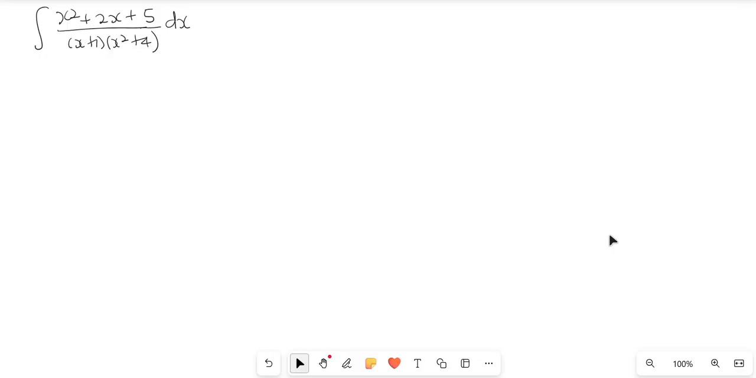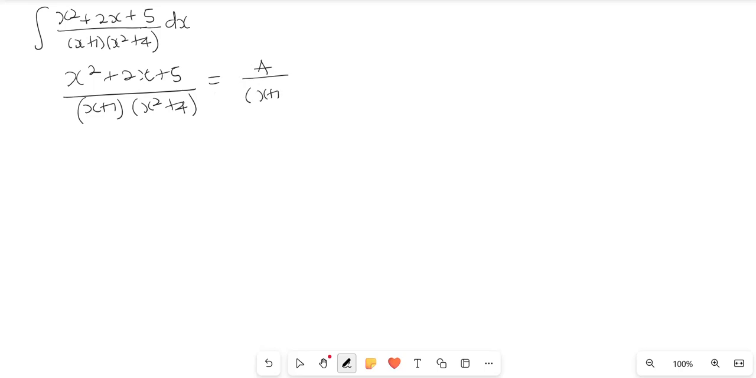Today we will be evaluating the integral of this rational function. We start off by using partial fractions to break this one down. So x squared plus 2x plus 5 divided by x plus 1 times x squared plus 4 can be split into a over x plus 1 plus bx plus c divided by x squared plus 4.